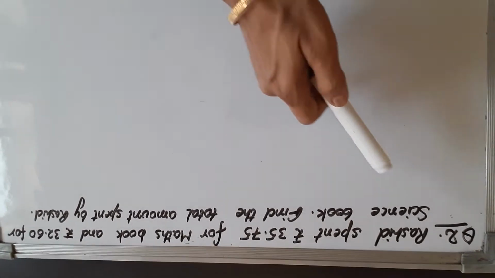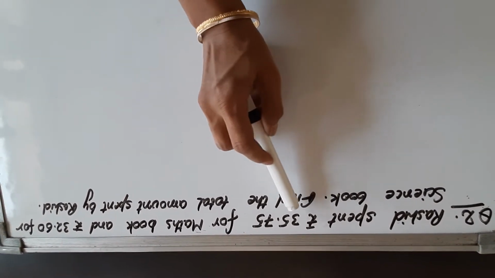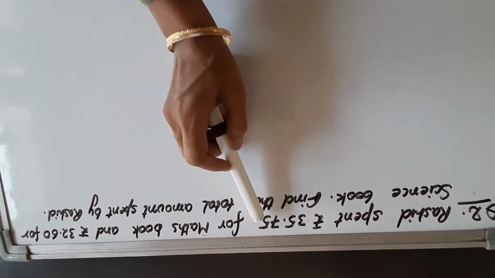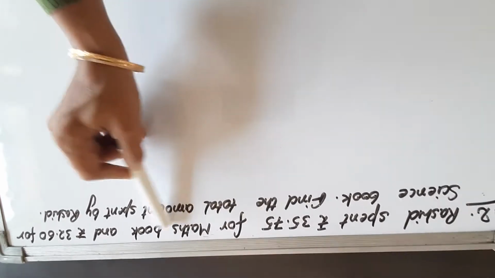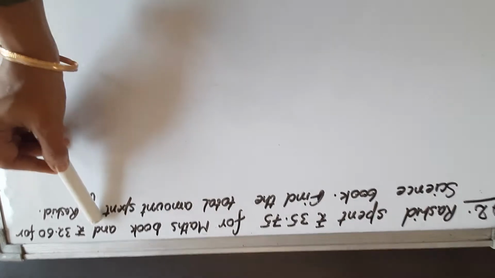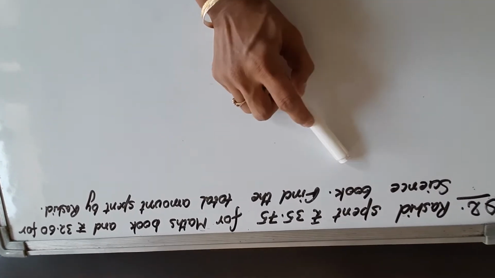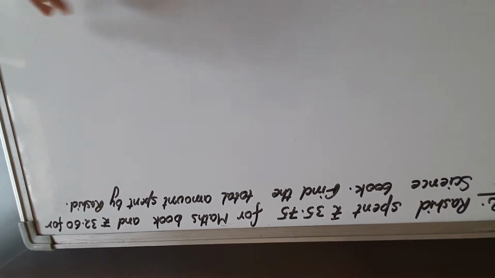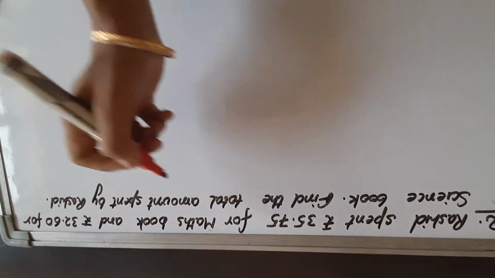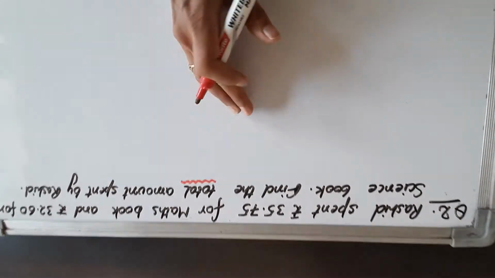Now dear students, our second question is: Rashid spent rupees 35.75, 35 rupees 75 paisa for a maths book, and 32 rupees 60 paisa for a science book. Find the total amount spent by Rashid. So dear students, they are asking for the total. What is the meaning of the question?